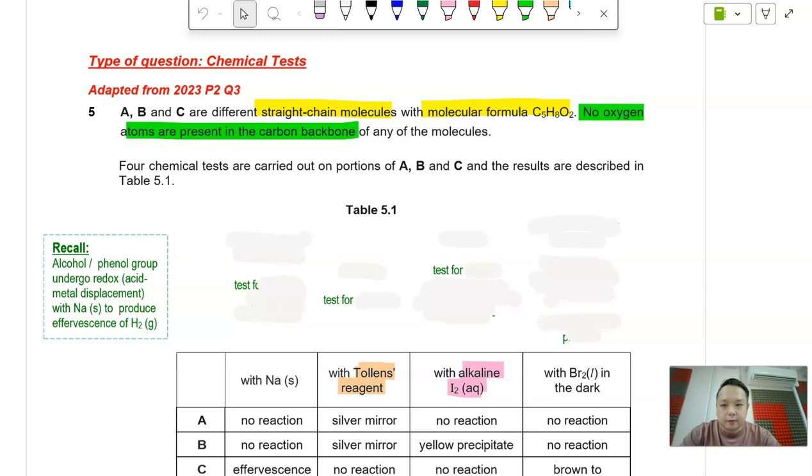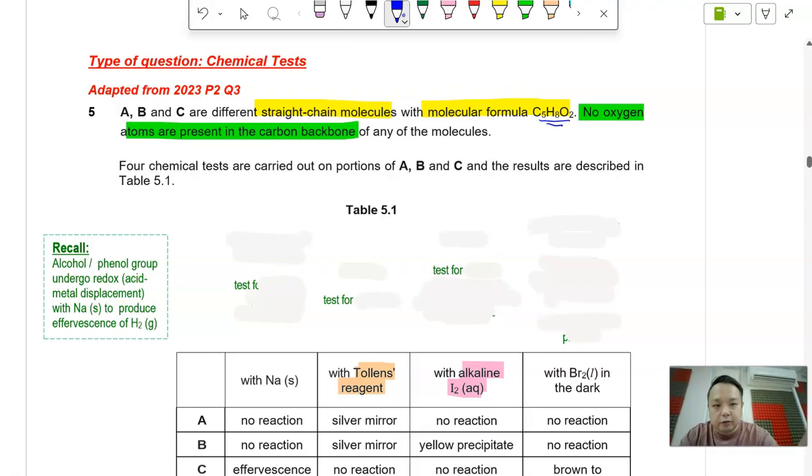Okay, looking at question 5 for Carbonyl compounds tutorial. We have a chemical test question from 2023 A levels. So first of all, they give you some context. A, B, and C are all straight chain molecules with molecular formula C5H8O2.